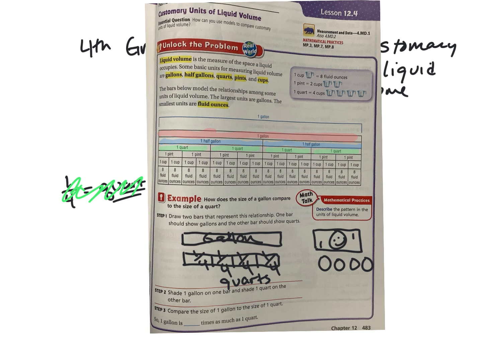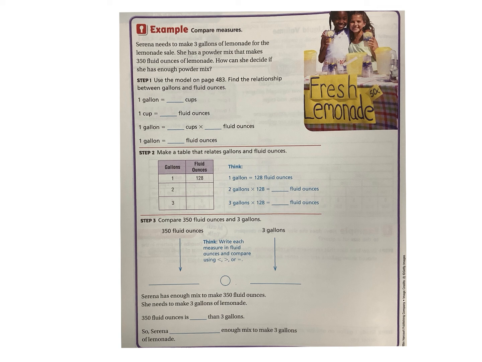They say shade 1 gallon on one bar and 1 quart on the other bar. We kind of did that already. Compare the size of 1 gallon to the size of 1 quart. So 1 gallon is 4 times as much as 1 quart. You would need 4 quarts to make a gallon. So that's important for us to have that relationship.